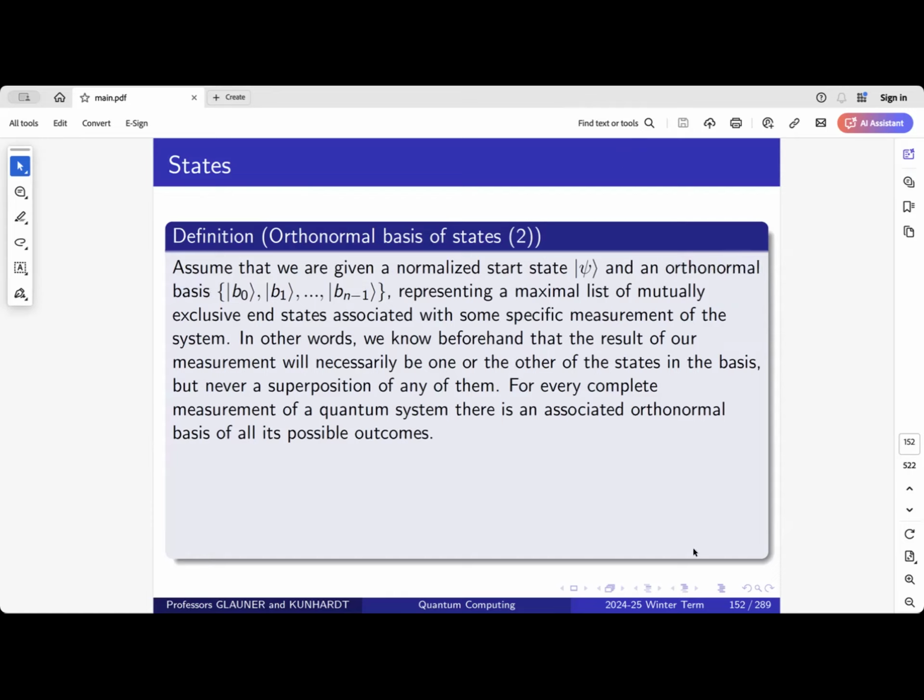Our basic states form an orthonormal basis. An orthonormal basis means, so you have two of them as an example, and they are orthogonal. And if all of these basic states in the basis are orthogonal to each other, then you have an orthonormal basis. And in fact, this is a maximal list of mutually exclusive end states. And this is something we need in quantum computing.